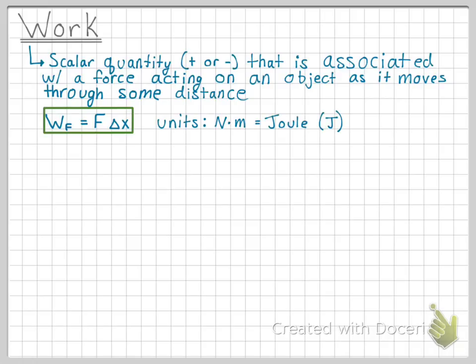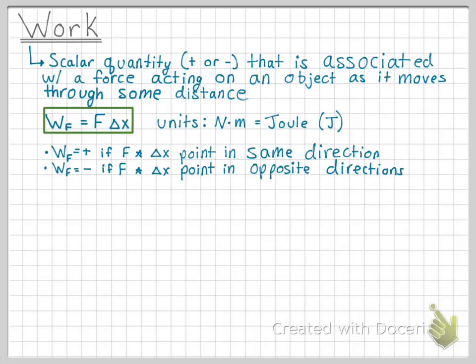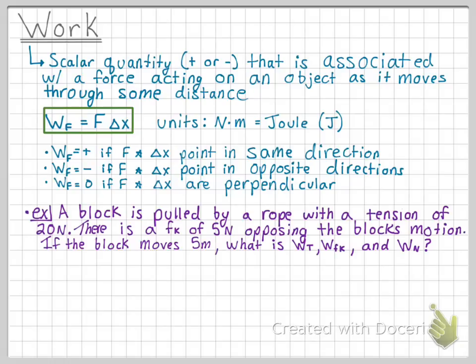It is important to note that when work is done on an object, it can be positive, negative, or zero. When both the displacement and the force are exerted in the same direction, the signs will be the same, and therefore the work will be positive. And if the force opposes the movement of the object, then the work done by that particular force will be negative. And if the force exerted on the object and the displacement are perpendicular, then the work done by that force will be zero. So let's do an example to work with this information further.